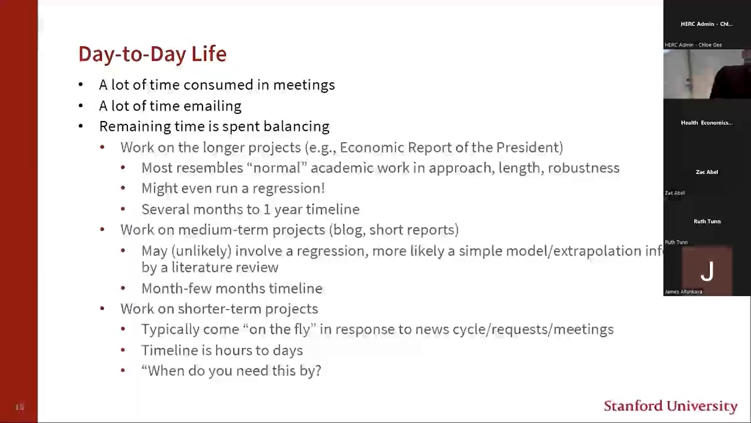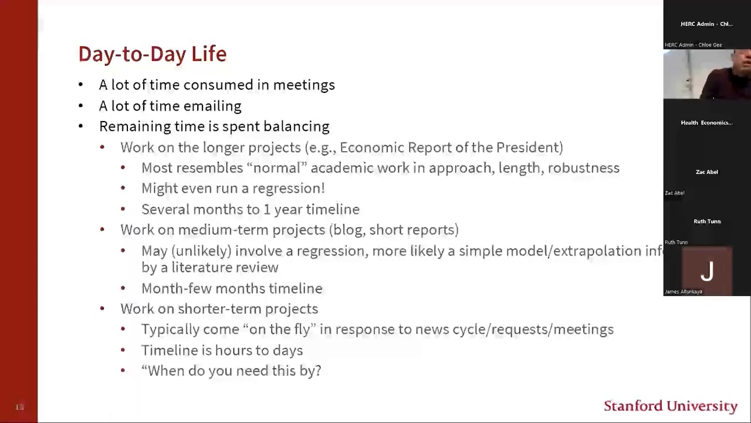And then shorter term stuff really are things that come on the fly. I mean, something's happened in the news, or somebody at another agency wants our opinion: is this a good idea? Or maybe a meeting happens and something comes up and you're like, all right, I'll give you an analysis on that. And I would say that was just coming up all the time, right? Really on the fly. The timeline for that could be hours to days. I mean, again, at the height of the pandemic, sometimes things needed to be done in several hours.